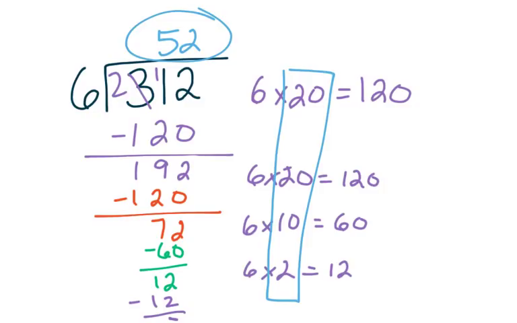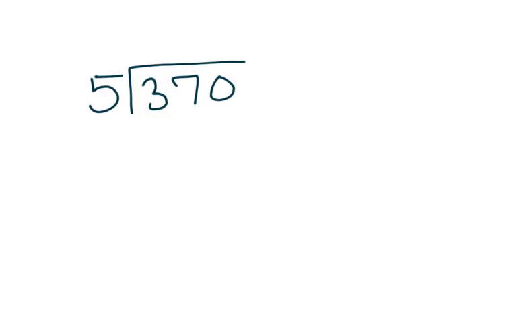All right, here is our next problem. I want you to work this one out using partial quotients. 370 divided by 5. Go ahead and give this one a shot.